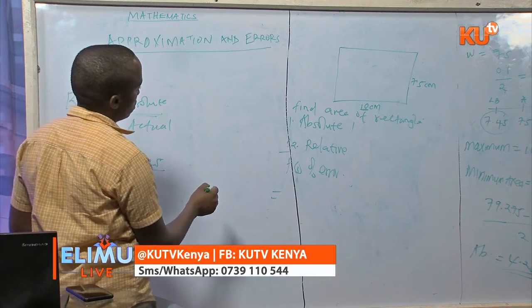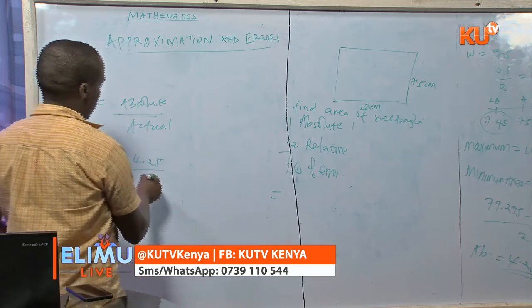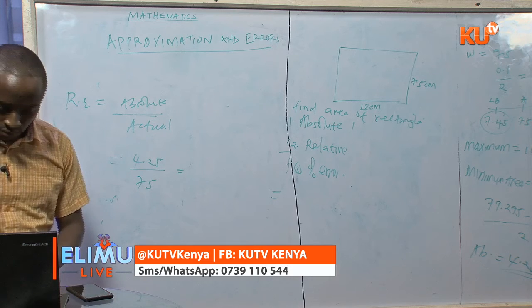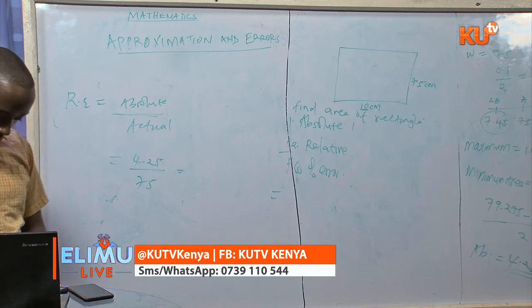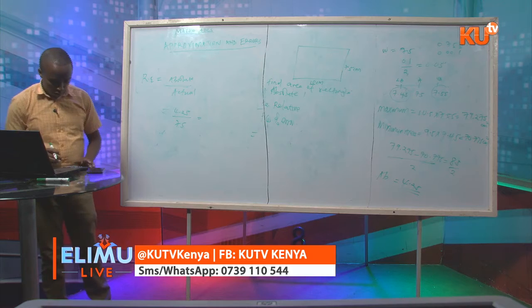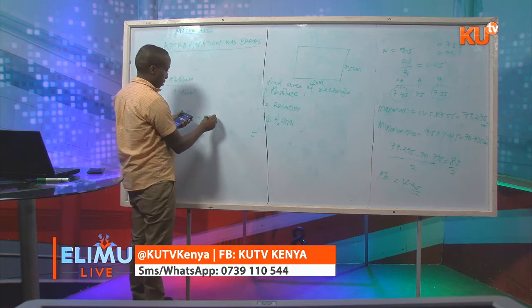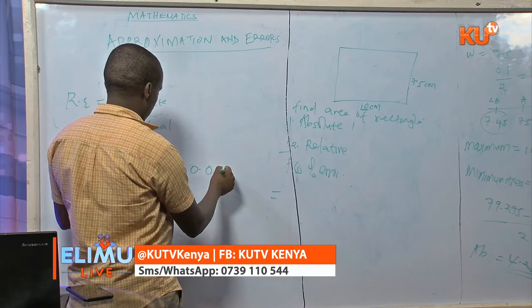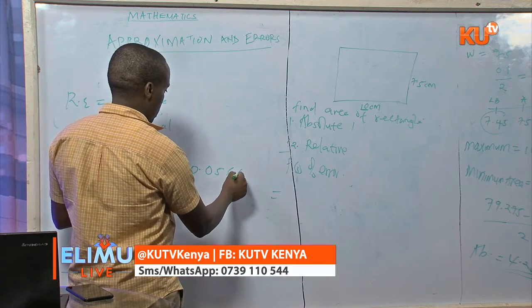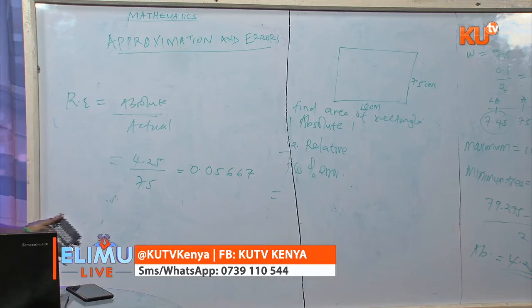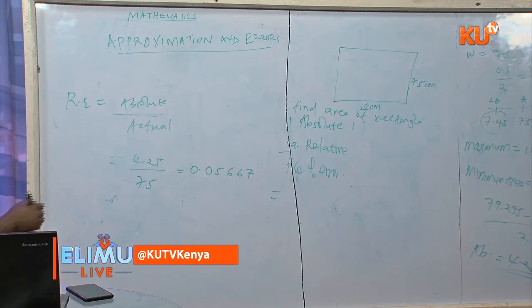The actual was 75, to be very simple. So that is 4.25 divided by 75. You get 0.0567, written in 4 significant figures; we round off that one to 7. So that is our relative error.